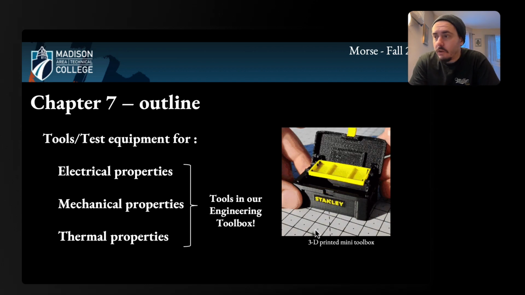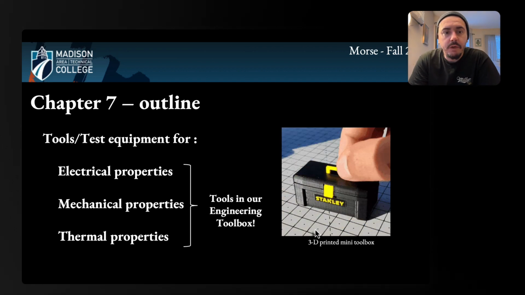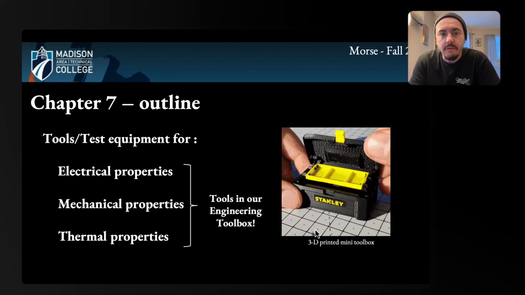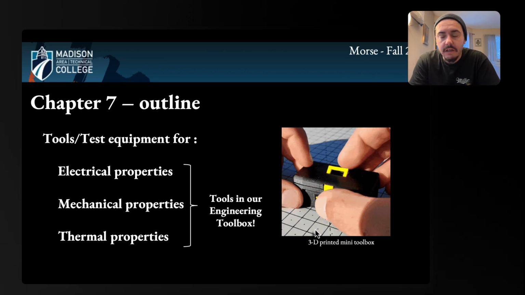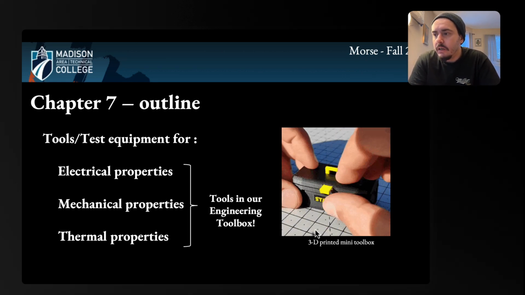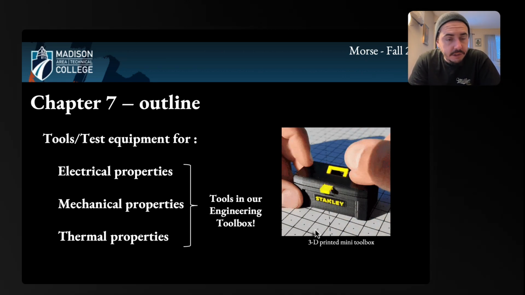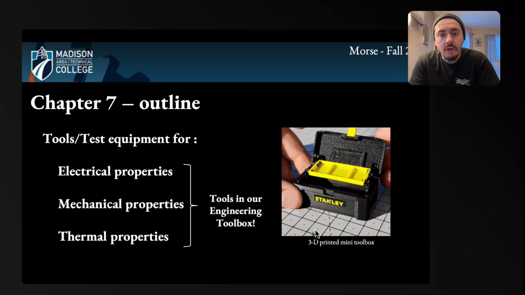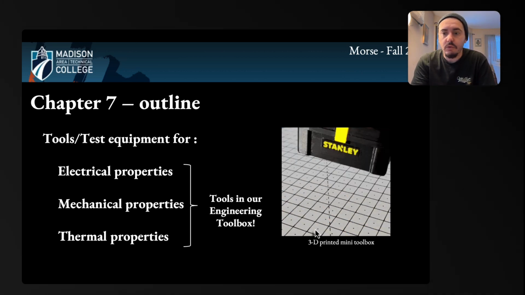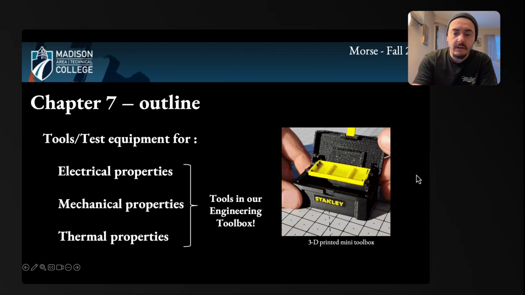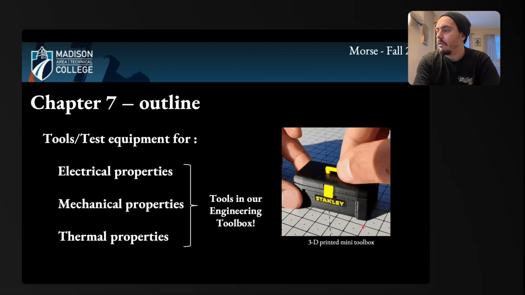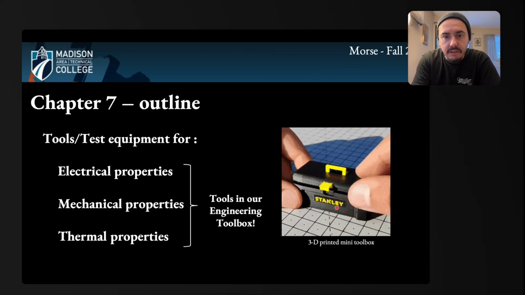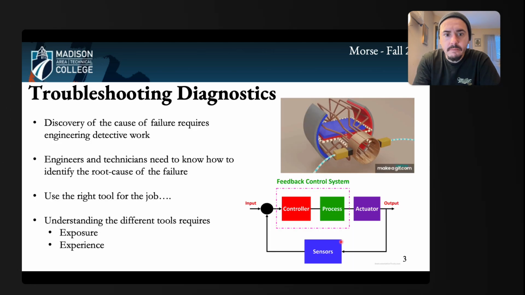So here's a brief outline of the discussion that we're going to have today. We're going to look at tools and different testing equipment for different properties of a machine or of a system. So we're going to look at tools where you can test the electrical properties, mechanical properties, and thermal properties. And now these are all tools that are going to go in our engineering toolbox. I'm bringing back our little tiny 3D printed toolbox. We need to fill this thing up with some actual tools.